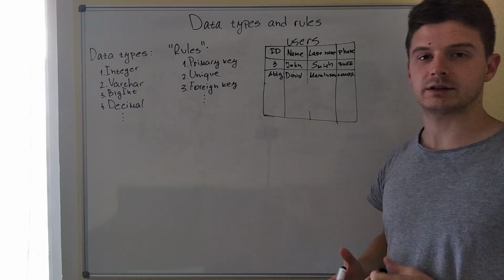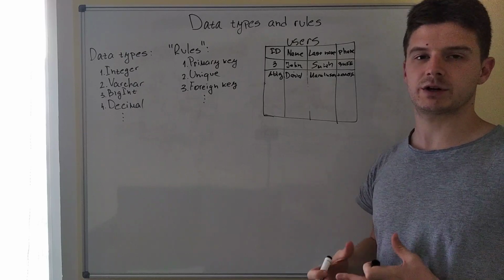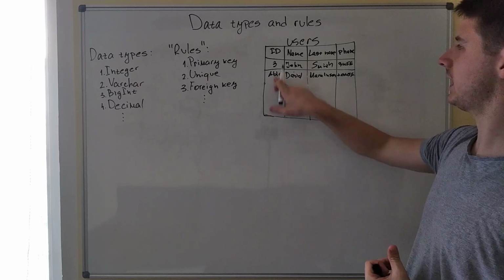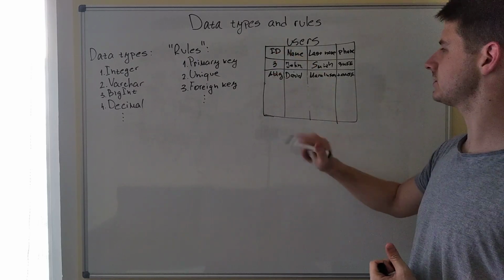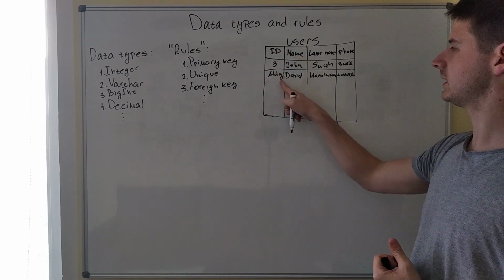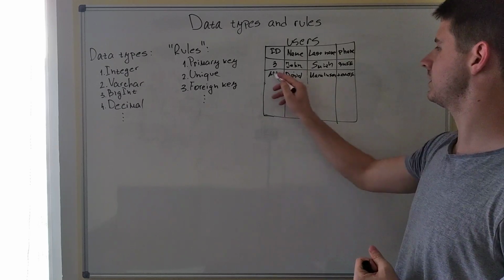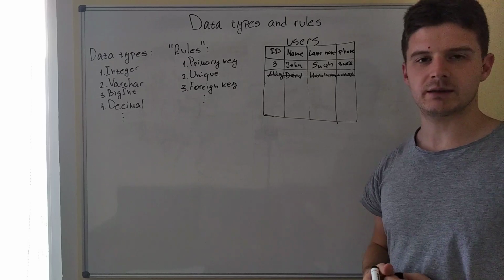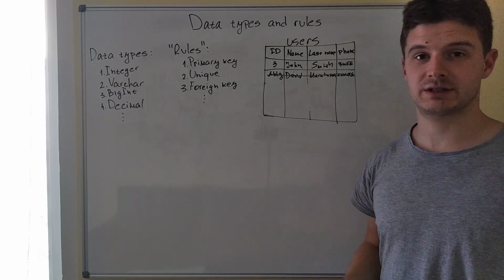So this would fail. Our database would not allow us to enter this user. Why is that? Well, because our ID allows only integer values, and this value includes letters, and that's not allowed. So this user would not be allowed to enter into our database. That's for the data types part.